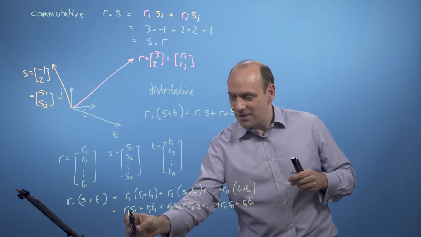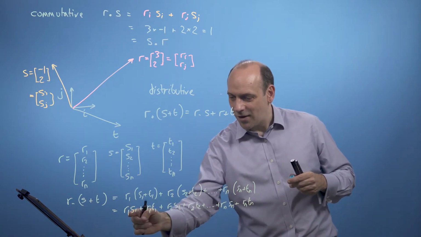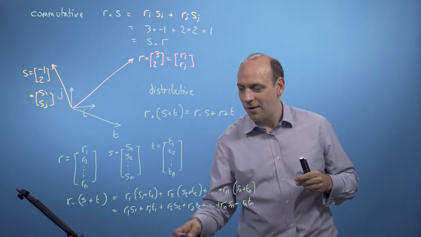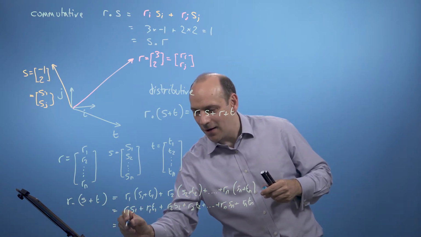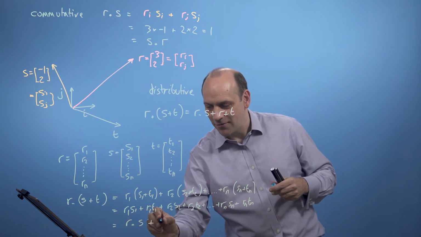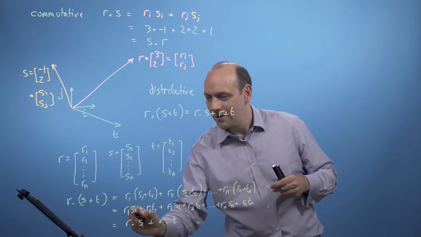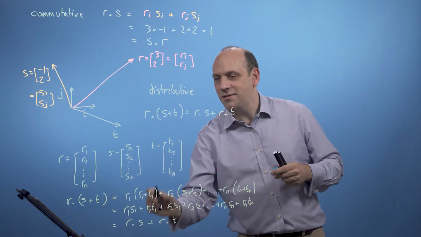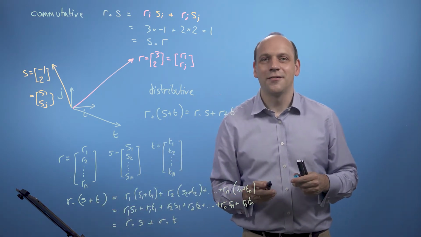And if I collect together the s terms, I've got r1 s1, r2 s2 and rn sn, so that's r dot s. And if I collect all the t terms together, I've got r dot t. So we've demonstrated that this distributive property is in fact true.